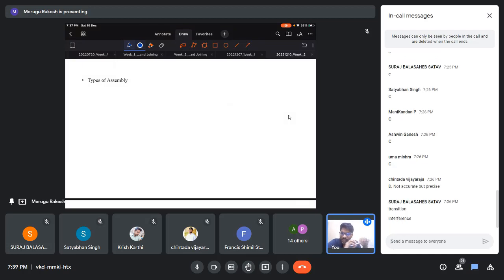So I'm doing the same process. I'm taking a screw, I'm taking a nut, I'm just assembling it. The process is the same, but the assemblies, the production: interchangeable assembly, selective assembly, and trial and error methods.